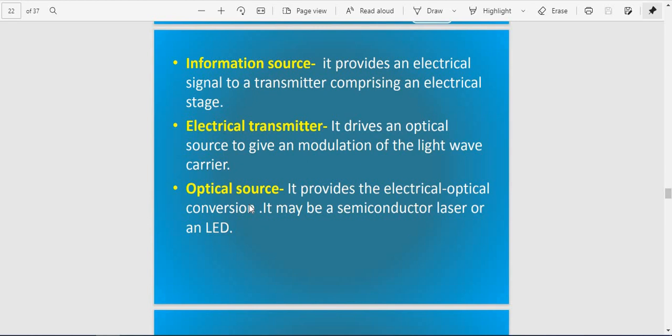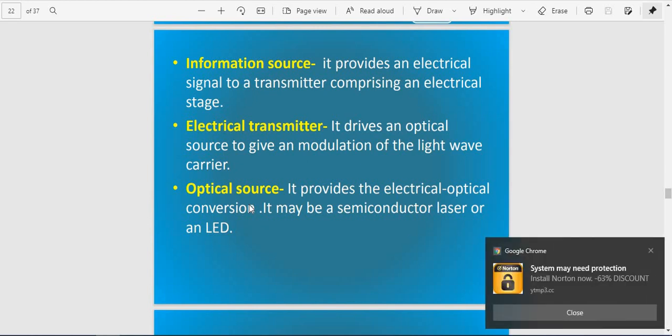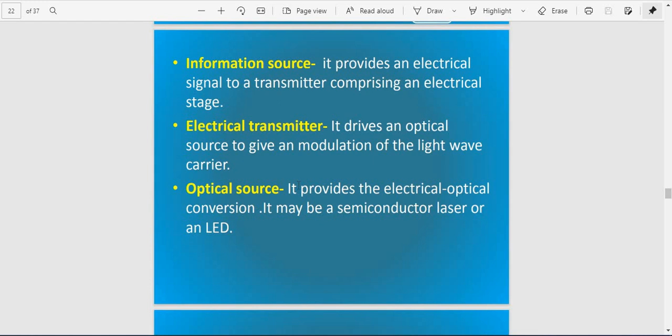Modulated means what? Message signal superimposed with the carrier signal in order to get the desired information. We know modulation and demodulation. Modulation means we take a message signal, a lower frequency signal, and we superimpose it, combining it with the carrier signal in order to get the desired information. So in order to get that, we are going to consider the electrical transmitter.